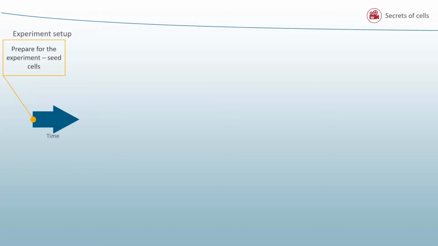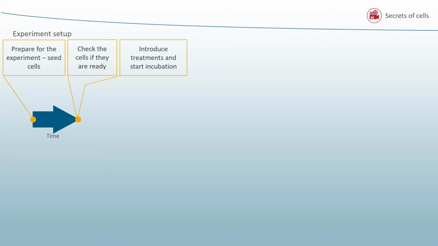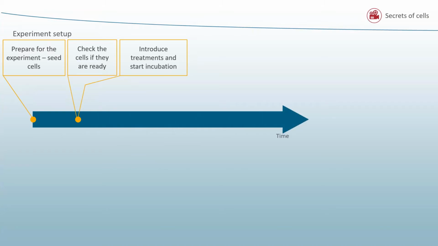So how do you set up a label-free live cell imaging experiment, and does it fit into your already current experiment setup? Yes, it does. If we take the usual experiment setup, you first seed the cells, then let them adhere and check if they are ready, then introduce the treatment and start the incubation, and then you just wait until your selected time point.